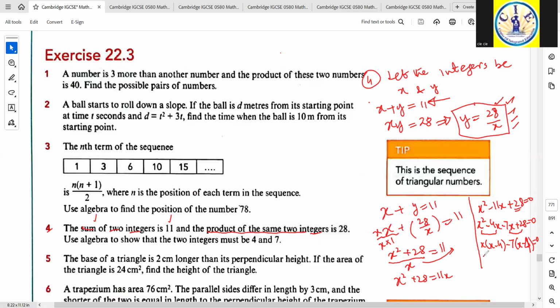So we can have x minus 4 as the common factor, with x left from here and 7 from here. So x minus 4 times x minus 7 gives me either x is equal to 4 or x is equal to 7. So we have found that both of these integers are 4 and 7. So that was question number 4.